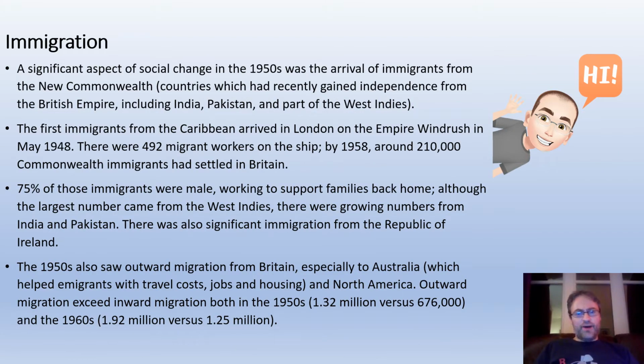Let's think first of all about immigration, and this is a very prominent aspect of changing British society in the 1950s. A key term that you need to be aware of is the new Commonwealth. Now, the Commonwealth was the loose grouping of countries that was replacing the British Empire after World War II, of course. The British Empire had begun to crumble, and there were various countries which had only recently become independent: India and Pakistan, and also parts of the West Indies, of the Caribbean as well. We call those the new Commonwealth countries.